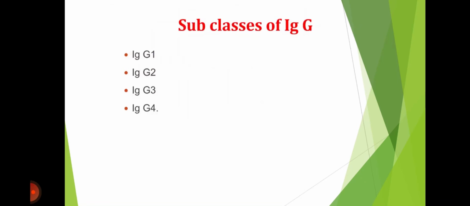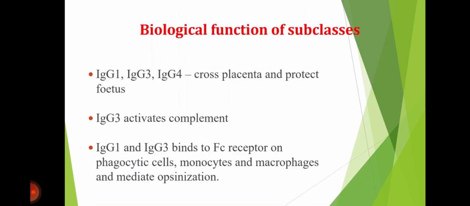Subclasses of immunoglobulin G: IgG1, IgG2, IgG3 and IgG4. The biological functions of these subclasses are: IgG1, 3 and 4 cross the placenta and protect the fetus, and IgG3 activates complement. Now IgG1 and 3 together bind to Fc receptors on phagocytic cells, monocytes and macrophages, and mediate opsonization.